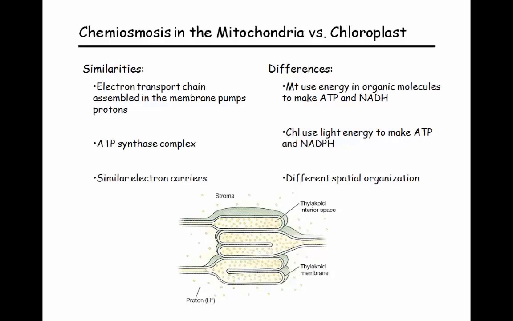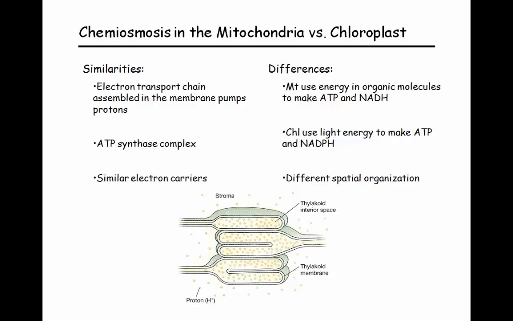As far as the similarities are concerned, both of them contain an electron transport chain embedded in the membranes. So in the mitochondria, it happened to be the inner membrane of the mitochondria, and in the chloroplast, it's the thylakoid membrane. Both processes are going to involve an ATP synthase complex that has essentially the same structure, and they have similar electron carriers. The electron carriers would be the specific molecules that are doing the passing of the electrons throughout all of this. And those electron carriers are going to be capable of generating that hydrogen ion gradient.